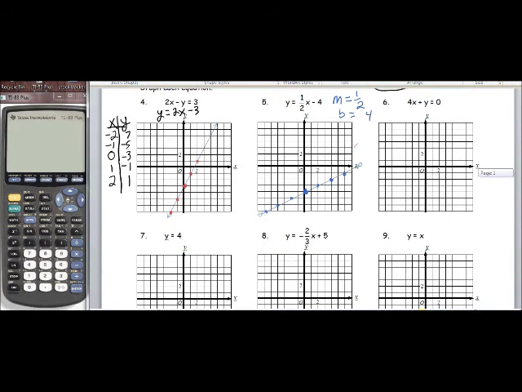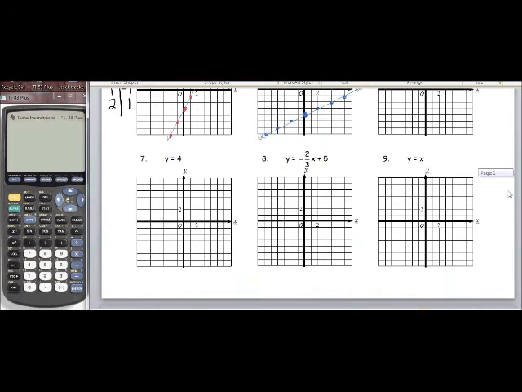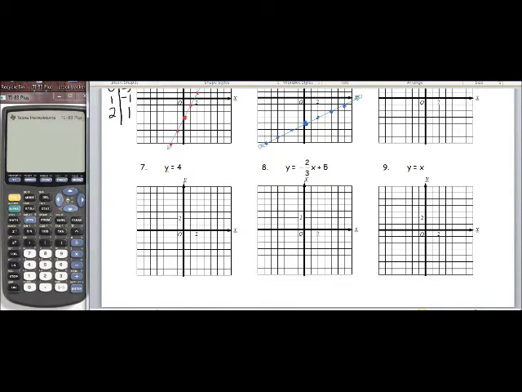Let me do number 7. The unique thing about this is whatever point I plot, the y value has to be 4. So I can go up here, 1, 2, 3, 4, and I can put my point right there. And since we know that y always equals 4, I can just keep putting points on that line. So remember, y equals a number will give you a horizontal line.